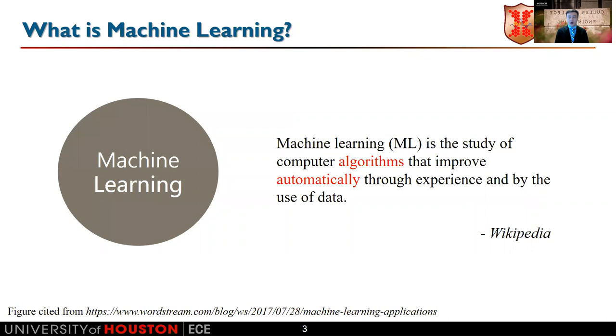What is machine learning? Machine learning is a branch of artificial intelligence, which aims at using data to make machines automatically make decisions. In this way, the labor works or human works can be reduced. According to the definition of Wikipedia, machine learning is the study of computer algorithms that improve automatically through experience and by the use of data. From the perspective of functionality, machine learning can be categorized into three classes: unsupervised learning, supervised learning, and reinforcement learning. So firstly, let's look at unsupervised learning.